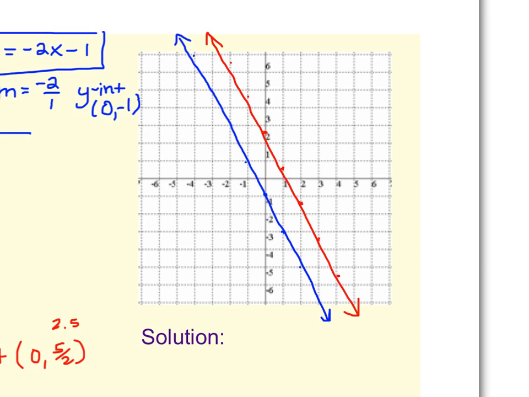So what is your solution if your two lines are parallel? We can't just write parallel, we have to understand what that means for a system. So if the lines do not cross, that means there is no solution. And that's solved by graphing.